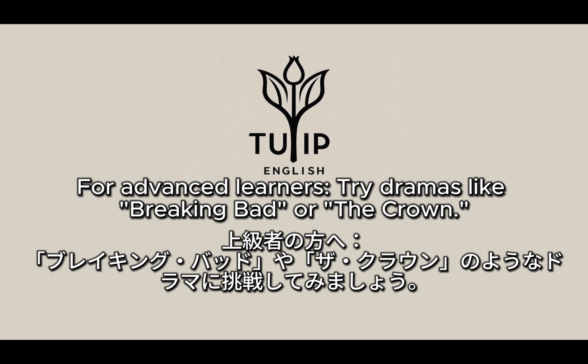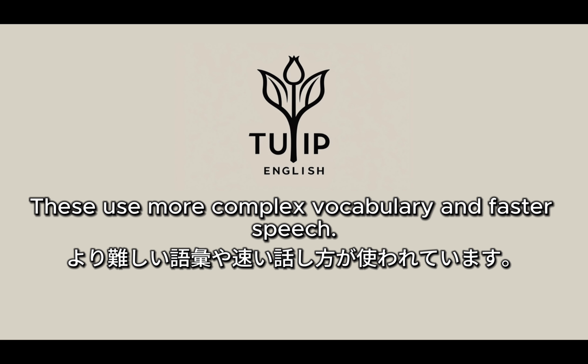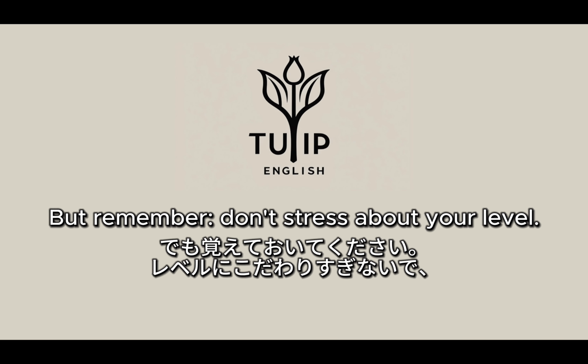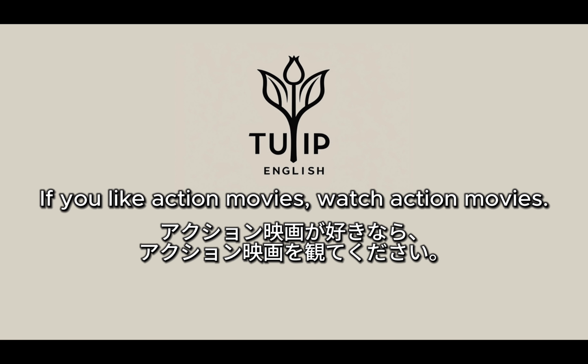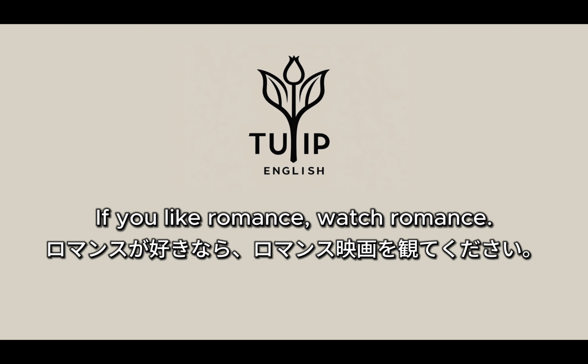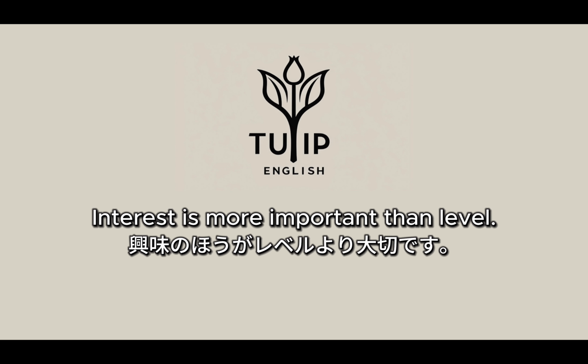For advanced learners, try dramas like Breaking Bad or The Crown. These use more complex vocabulary and faster speech. But remember, don't stress about your level. Watch what you enjoy. If you like action movies, watch action movies. If you like romance, watch romance. Interest is more important than level.